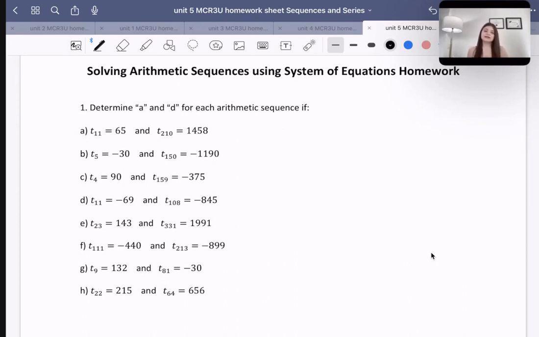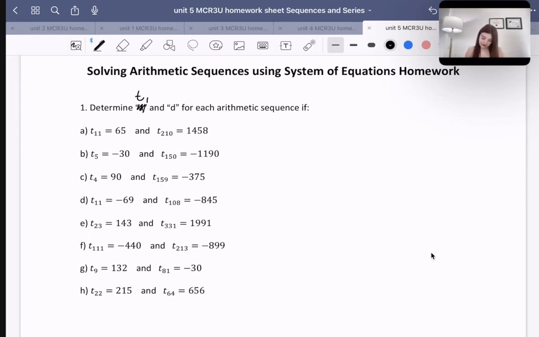So it says determine a and d for each sequence. So a actually is the same thing as t of 1. We've been saying t of 1 rather than a. I just find that easier, right? If we're going to use the t of n, then t1 would just be the same as the first term. So t1 and d is what they're really looking for in this.